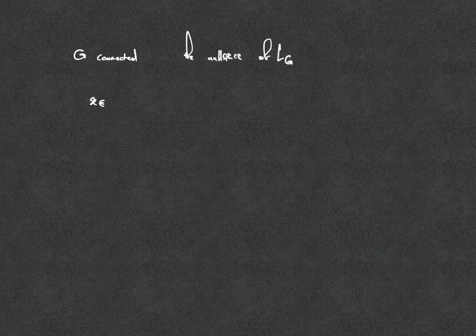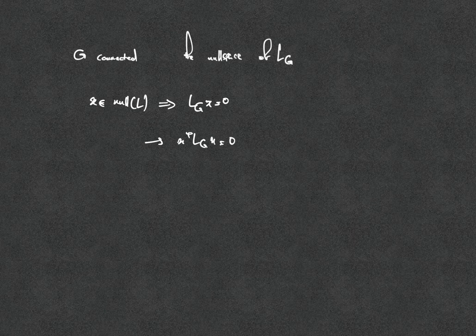Another important thing to discuss is about G being connected and the null space of LG. So let's see what we're talking about here. Let's say X is a member of the null space of L. This means that LG times X is going to be 0. This means that xt LGX is going to be 0. This means that this is going to be 0.